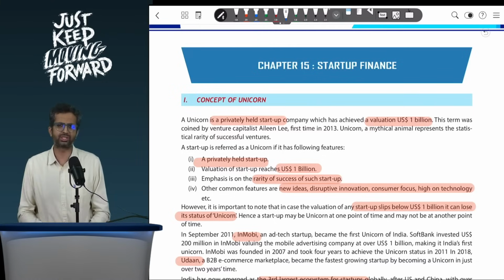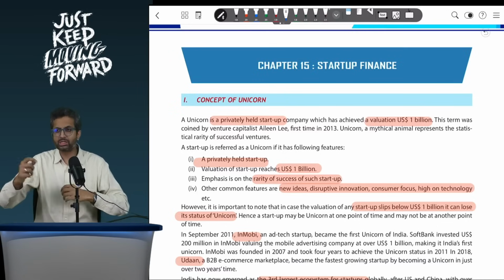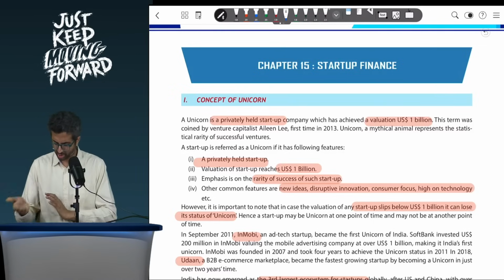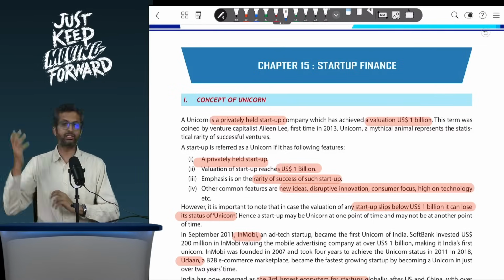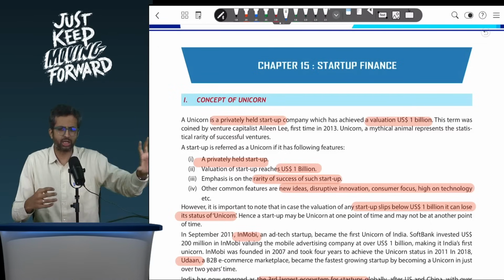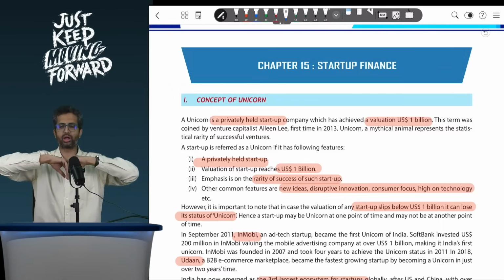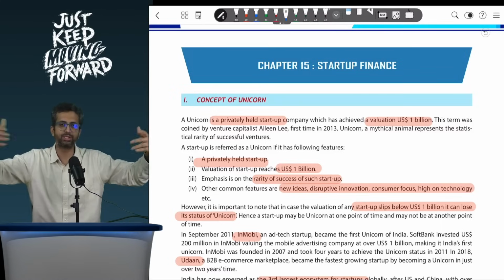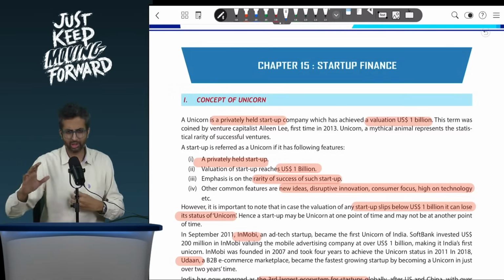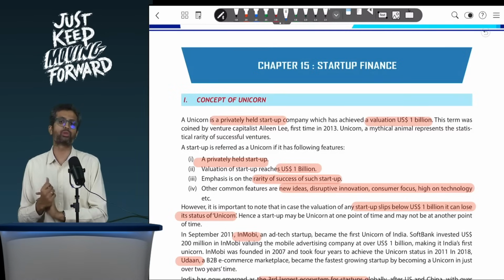I probably have seen this in one of these MTPs or RTPs. What is a unicorn? Unicorn is a term which was derived in 2013 by a person called, I think, Aileen Lee or someone, who represents a startup. Unicorn is a hypothetical or mysterious animal, like a horse, which does not exist in reality, right? Okay, it's a hypothetical figure.